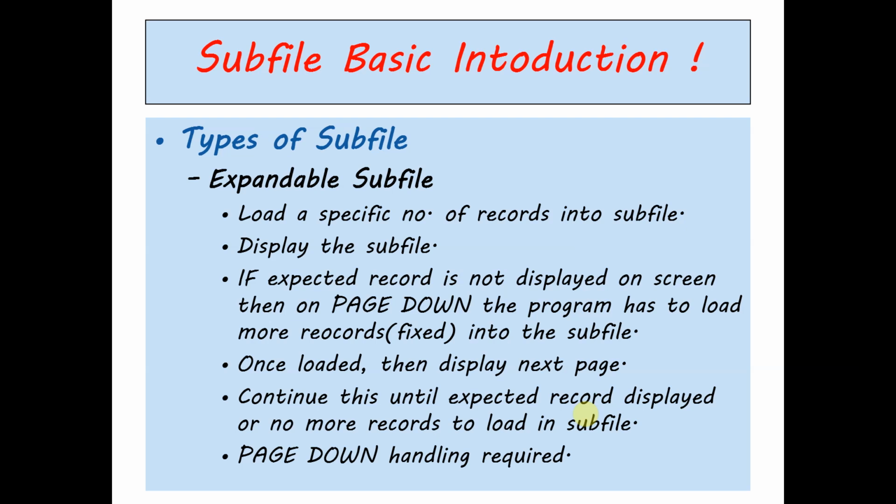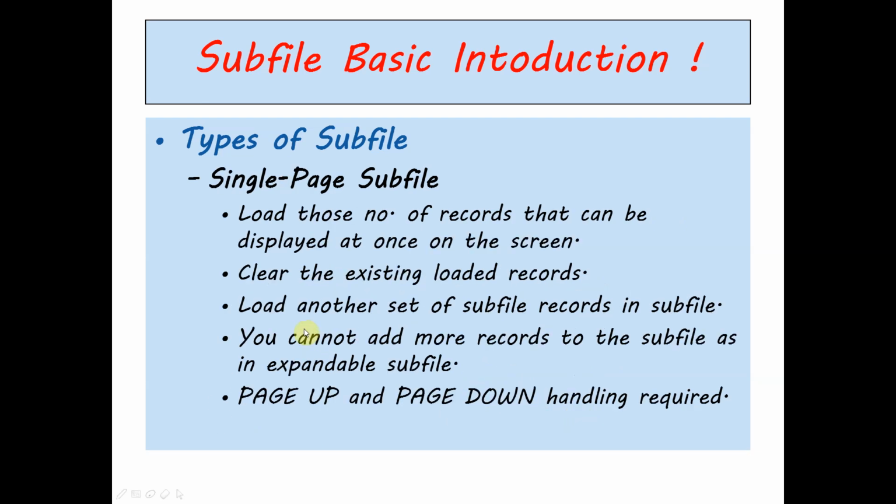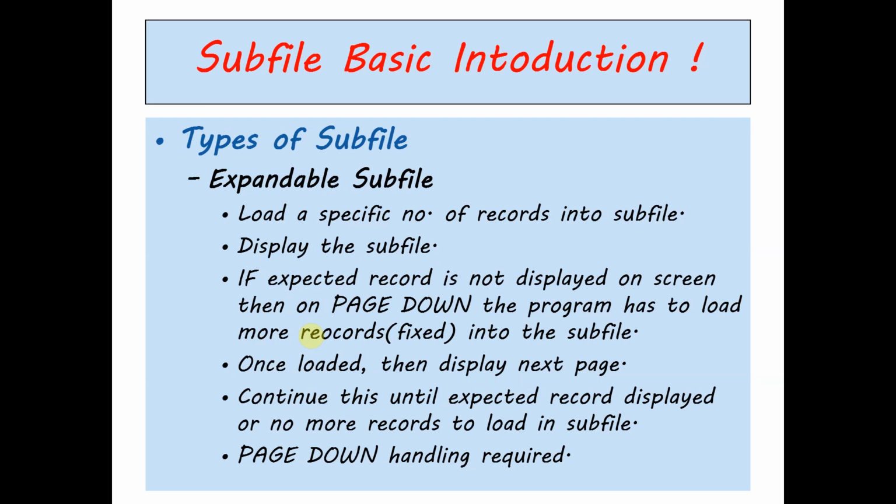You can see that we load a specific number of records into the subfile and display the subfile. If the expected record is not displayed on the screen, then on page down the program has to load a fixed number of more records into the subfile. Once loaded, then display the next page. Continue this until the expected record is displayed or there are no more records to load in the subfile. Page down handling is required in this case.